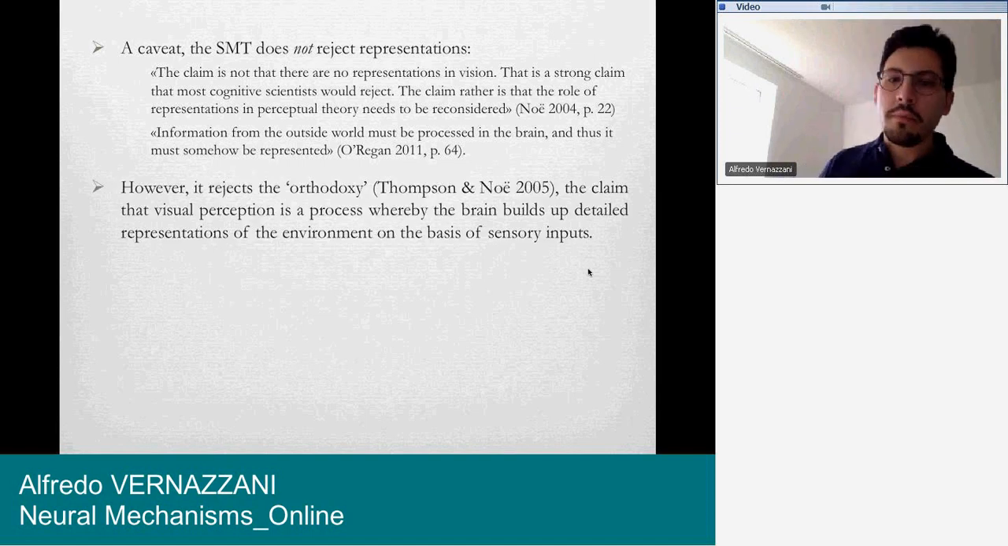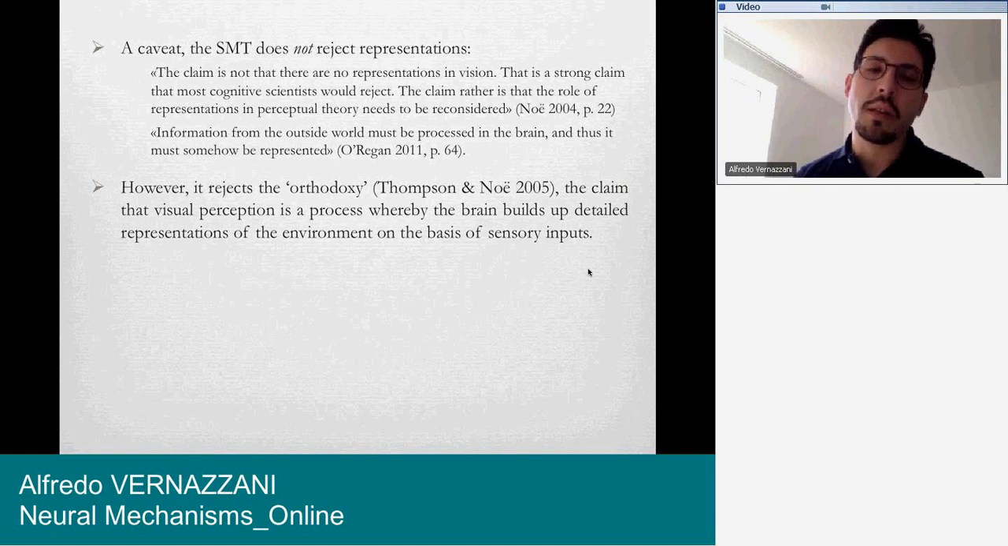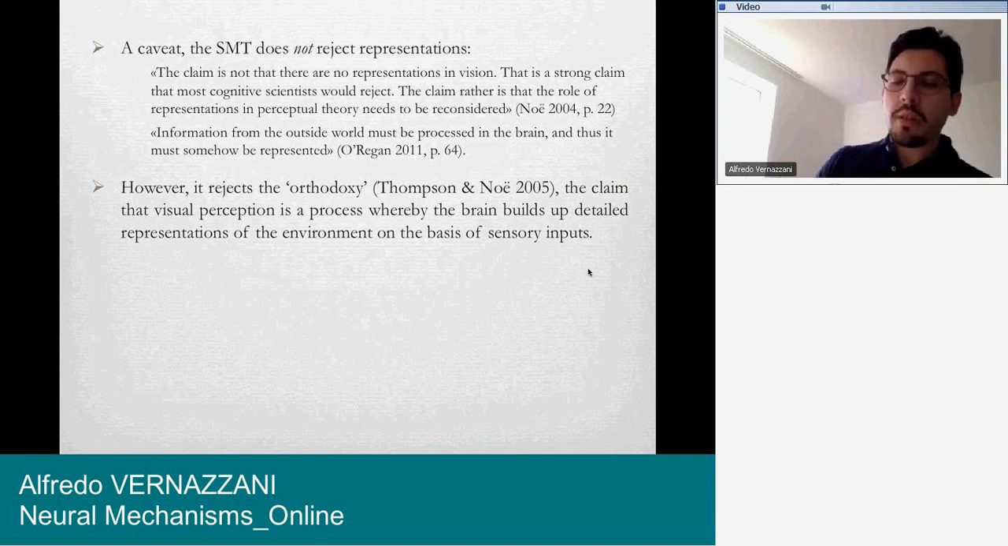But it is absolutely crucial to understand here that even though there are representations for the sensorimotor theorists, apparently, as this textual evidence suggests, they reject what they call the orthodoxy, the claim that visual perception is a process whereby the brain builds up detailed representations of the environment on the basis of the sensory inputs. And then remember David Marr's different stages of constructing the representations of the external world.